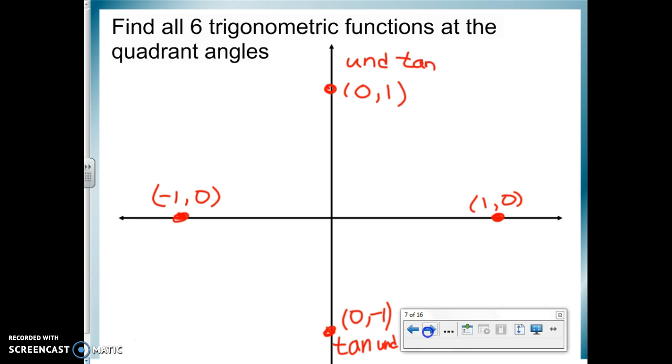What else is undefined here? If cosine is 0, what else would be undefined? The flip. Yep, secant. So tangent and secant are undefined there. So tangent and secant are undefined here. Here, cotangent's undefined. And what else? Cosecant. Very good on the other ones. But you might have to just think your way through them.